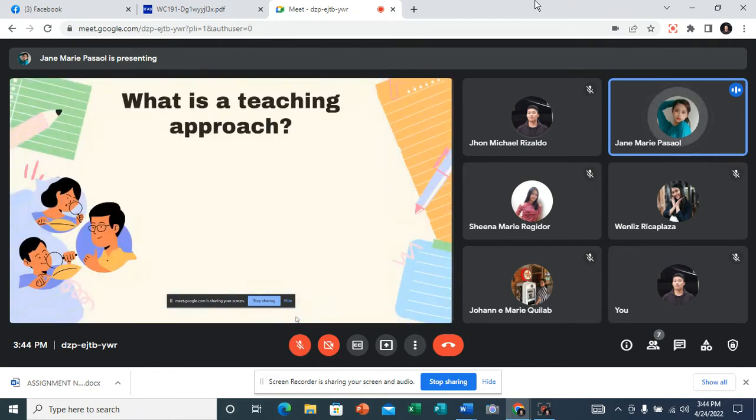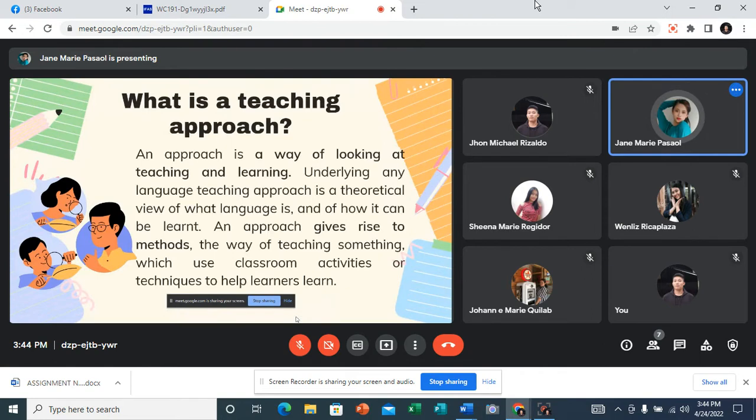Okay, without further ado, what is a teaching approach? Simply put, an approach is a way of looking at teaching and learning. Simply, it's about how teachers use methods and strategies to help the learners learn.